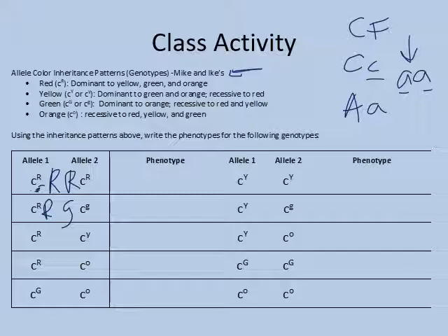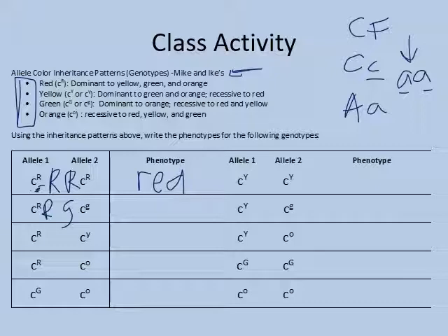So when we're looking at this, we can see the instructions up here. Red is dominant to yellow, green, and orange. Yellow is dominant to green, orange, and red. Green is dominant to orange, recessive to red and yellow. And then orange is recessive to red, yellow, and green. So orange is basically just recessive. So we know if we have two reds, two R's, then it's going to be red, right? Because reds are most dominant.